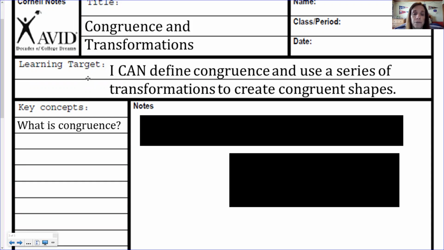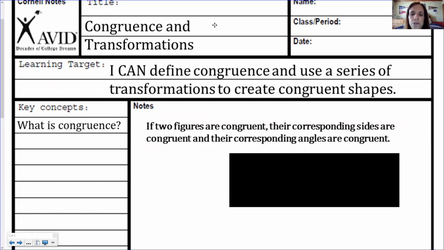Just a quick review. What is congruence? There's a word in there, in the word congruence, that we use a lot in math class, congruent, and we know that that means equal. So if two figures are congruent, their corresponding sides are congruent and their corresponding angles are congruent. So that means sides from one shape to the other that match up in the same place, those are corresponding sides, and angles from one shape to another that are in the same place are corresponding angles.